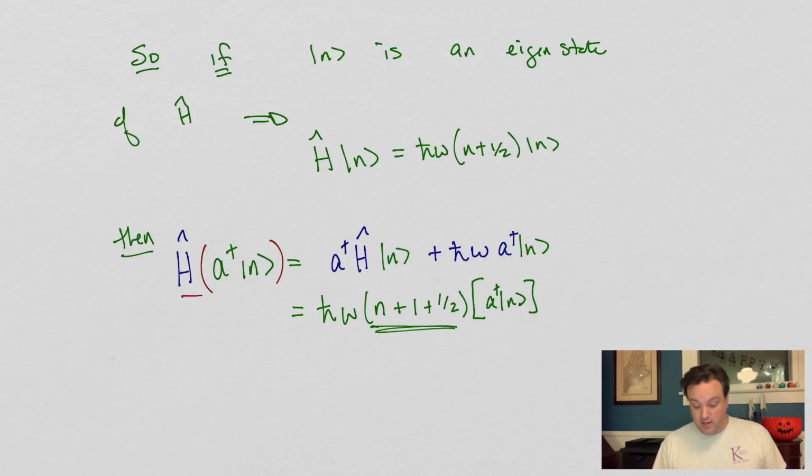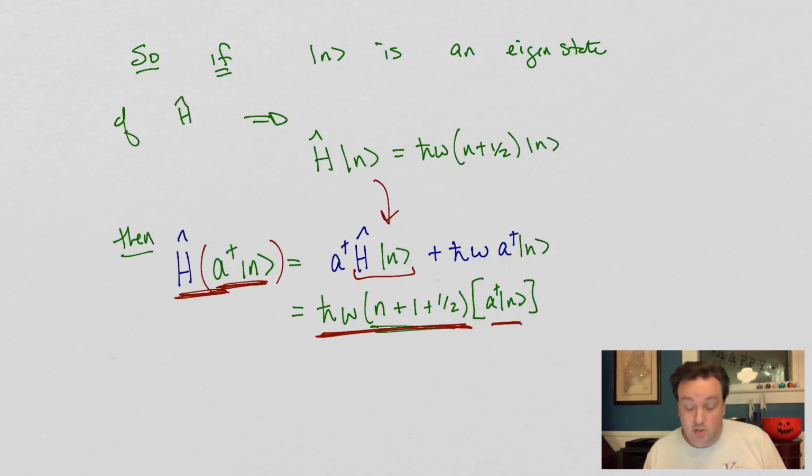Well, the relationship I came up with on the last slide to replace H a dagger gives me these terms in blue on the right-hand side. Well, I know H acting on n is an eigenvalue equation. That's hello, right there. This next term, well, that's just a constant, and it's got my a dagger in it. And now I see that, look at this. The state a dagger n is also an eigenstate of the Hamiltonian, but its energy is just bigger by one h bar omega, and therefore it must be proportional to just the next state.